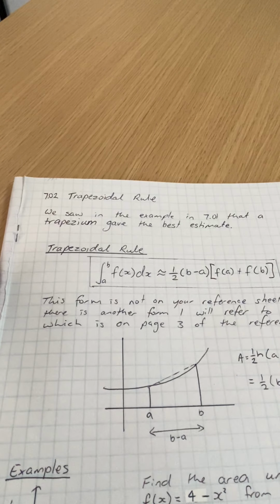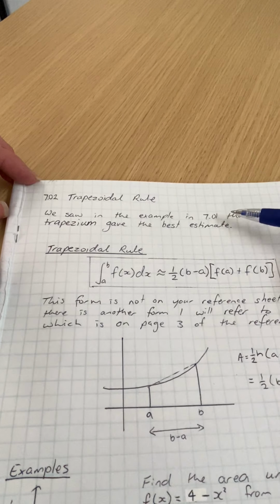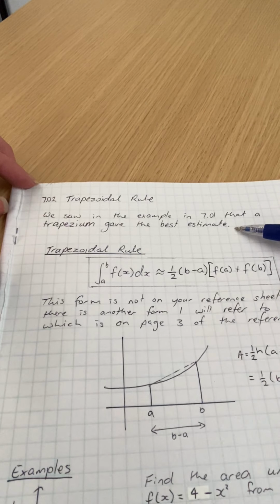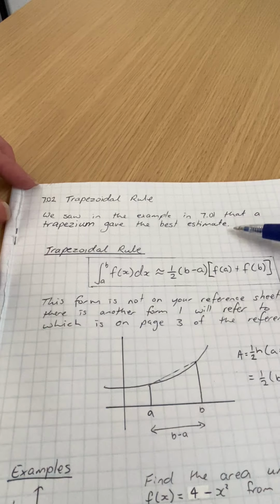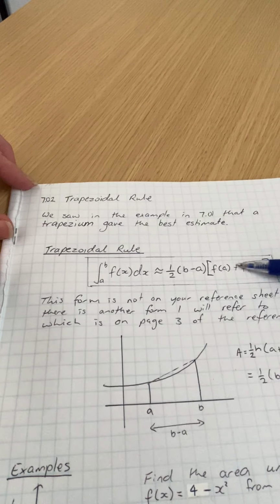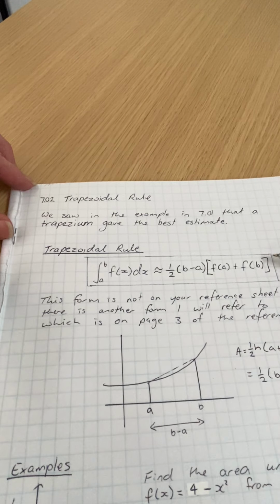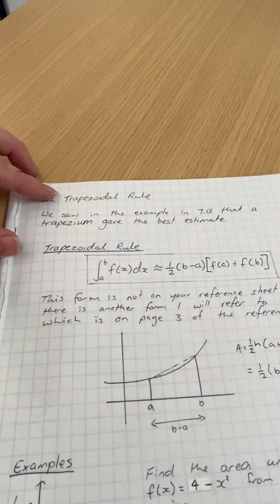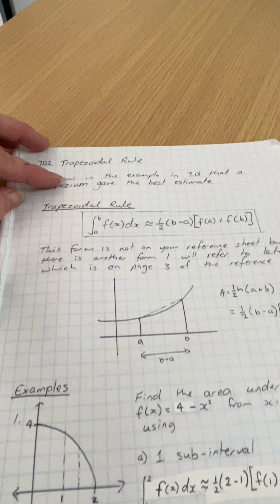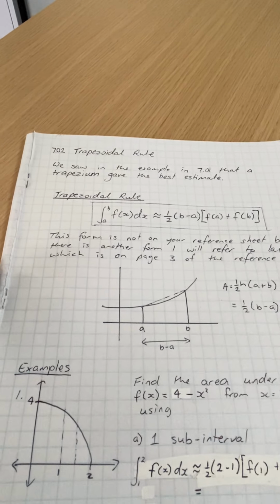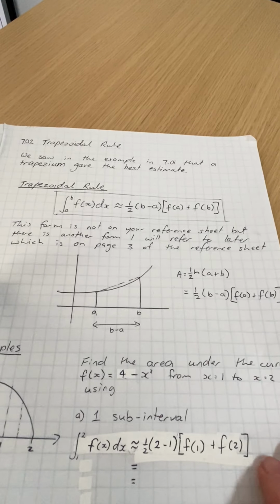Okay, here are some notes about the trapezoidal rule. Now we saw in the example for 701 that the trapezium gave the best estimate. This is a formula here for the trapezoidal rule, which is just the area of a trapezium. Now that form is not actually on your reference sheet. There is another version of it on the reference sheet at the bottom of page 3, and I'll be showing you that later.